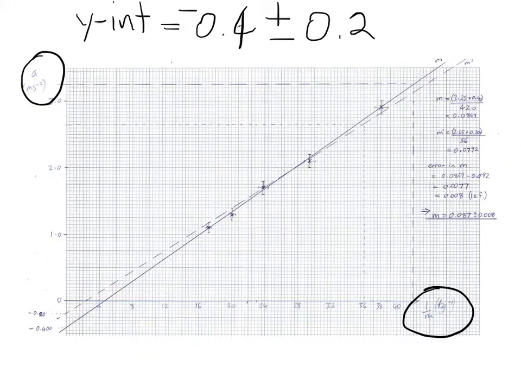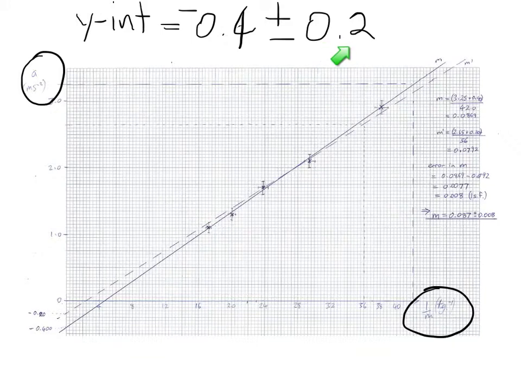So now we need to find our y-intercept. You can see it's clearly negative 0.4, and the error line comes through at negative 0.2. So we can write our y-intercept as follows. It equals negative 0.4 plus or minus 0.2.